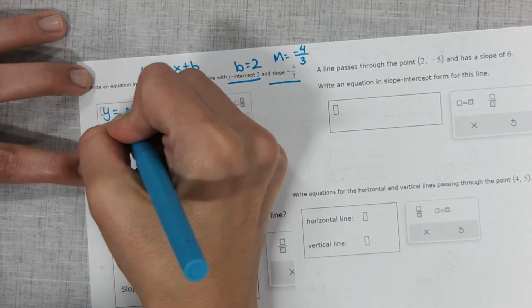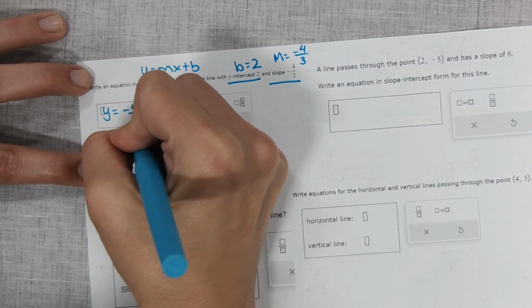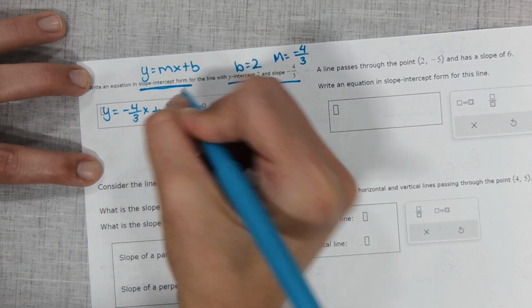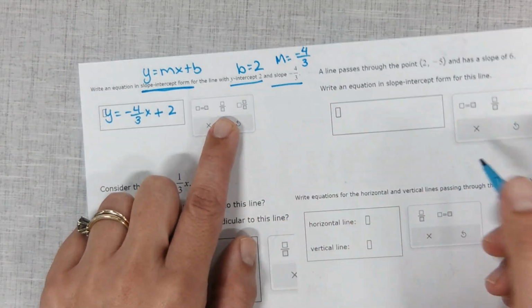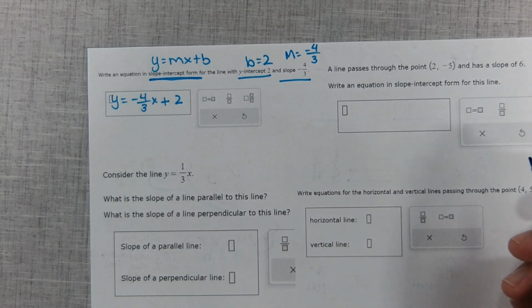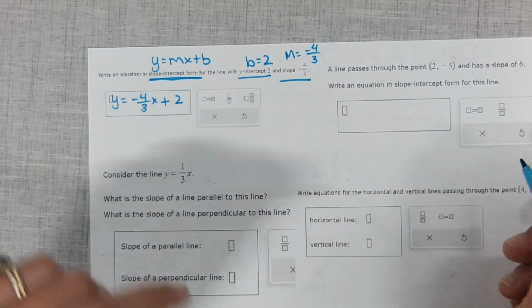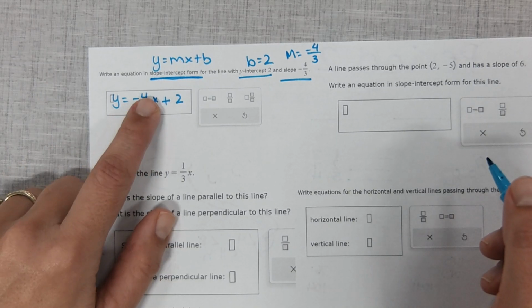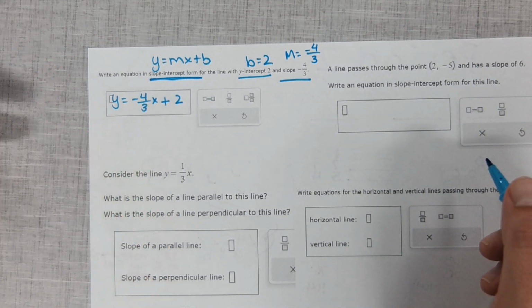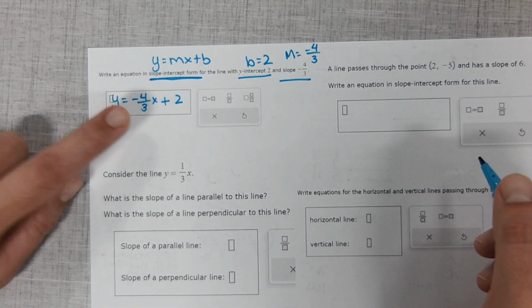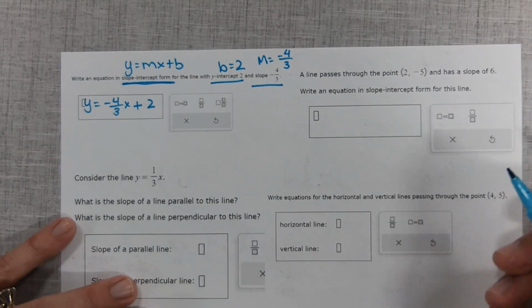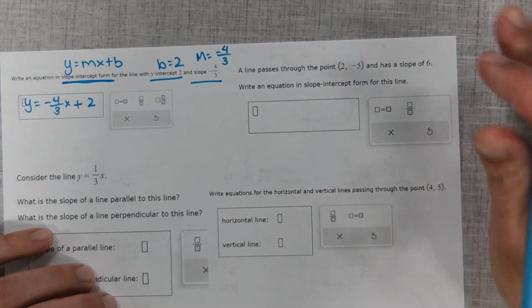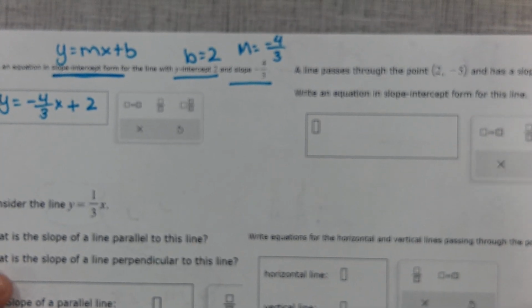y equals negative 4/3 x plus 2. And you can use the fraction symbols and all that to get this right. You could have the negative symbol on the 4, because negative divided by positive is negative, or you could have the negative in front of the fraction. Either way, it's correct. Let me zoom in a little bit so it's easier to see.